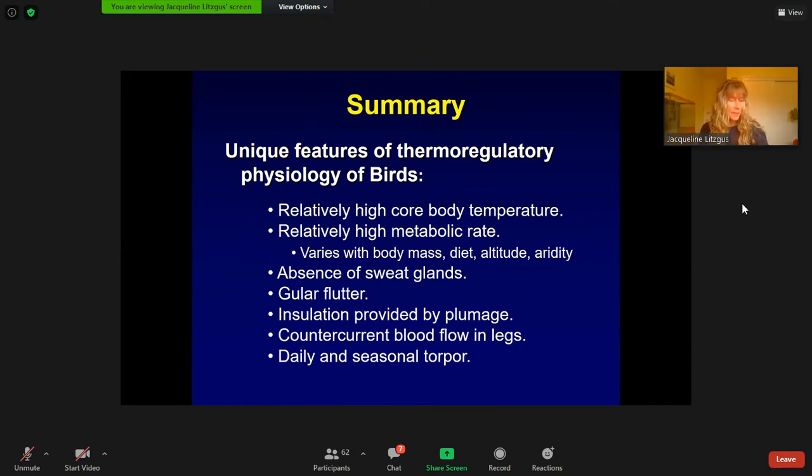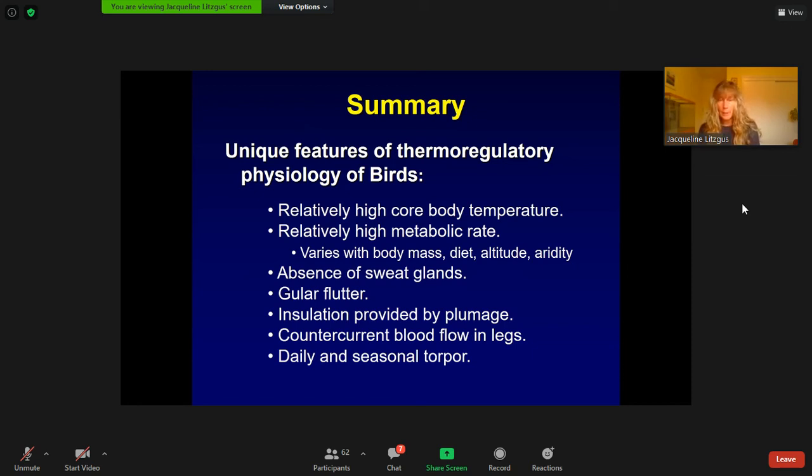Okay, so the summary of the things that we talked about today. The unique features of the thermoregulatory physiology of birds. In general, birds tend to have relatively high core body temperatures, higher than that of mammals. They tend to have quite high metabolic rates. Their basal metabolic rate for the passerine birds especially is the highest that was on that graphic when we compared.